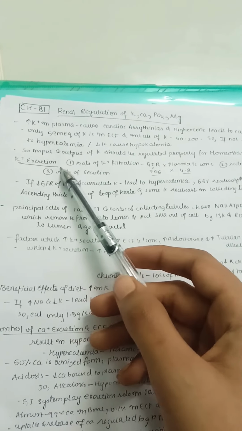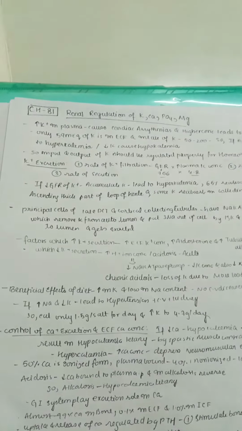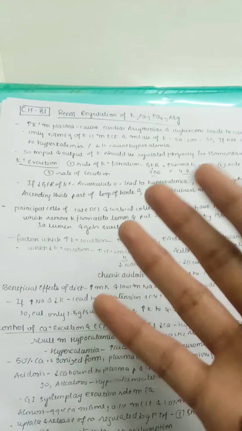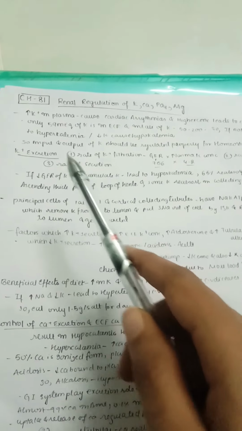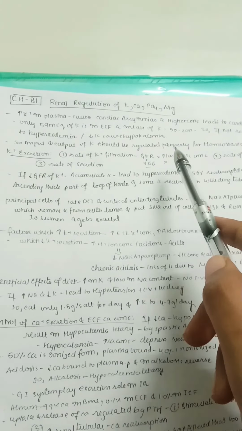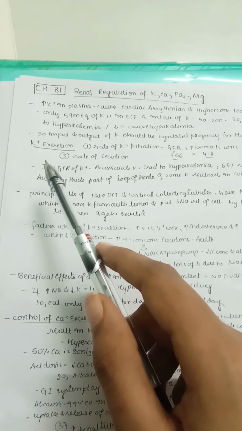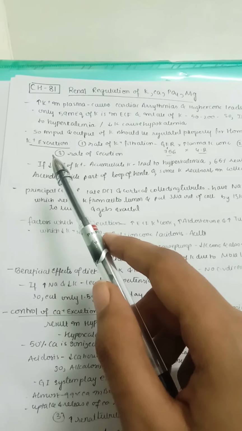If it is not removed, it may lead to hyperkalemia, or if it is low in concentration, it may lead to hypokalemia. Both may lead to certain problems, so it should be corrected. This balance of potassium is maintained by our kidneys. Input and output of potassium should be regulated properly for homeostasis, of course. So let us see how potassium is excreted out.